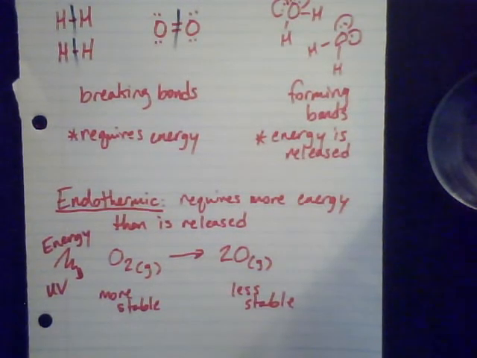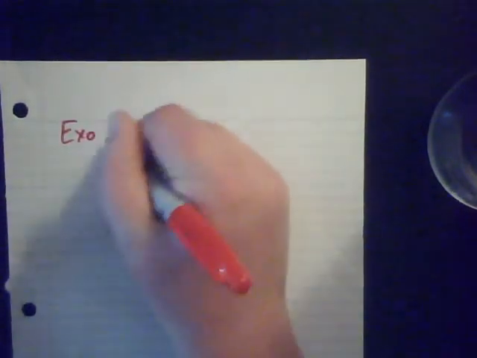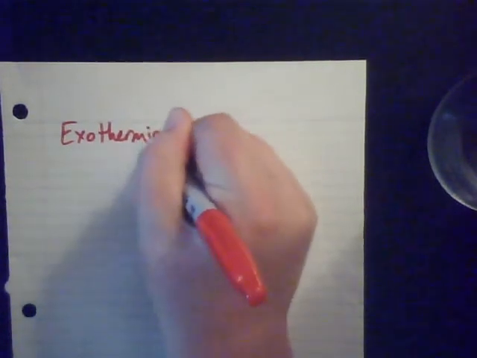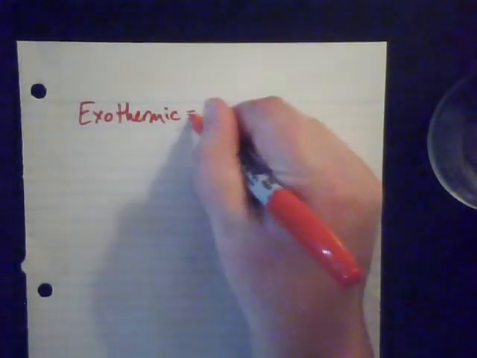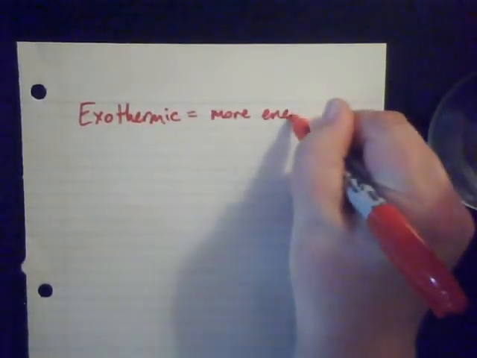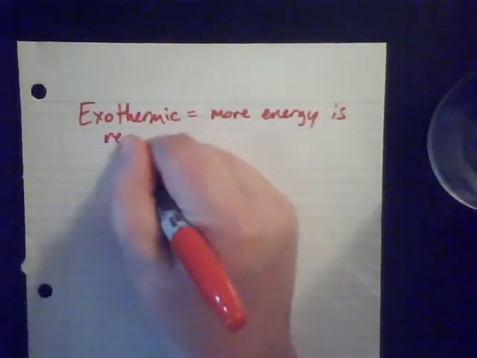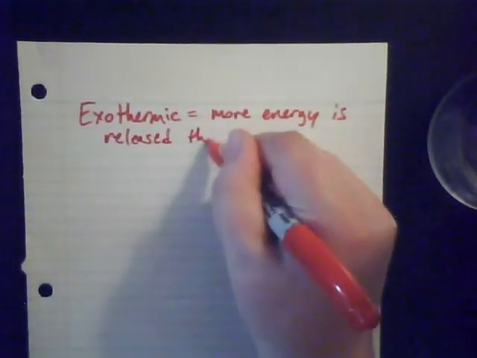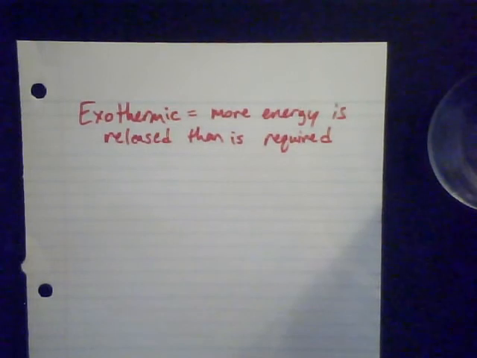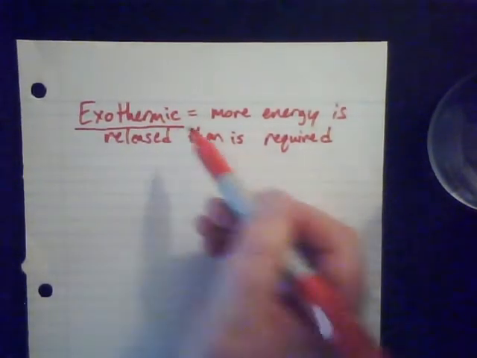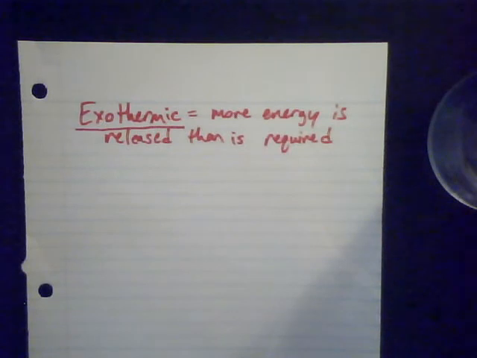Now you can have chemical reactions where you're forming more stable products than you initially start off with, and that's called an exothermic reaction. Exo meaning heat coming from, thermic is your heat, so thermal or thermic in general just refers to energy or heat. Okay, so in an exothermic reaction, more energy is released when we form those products.